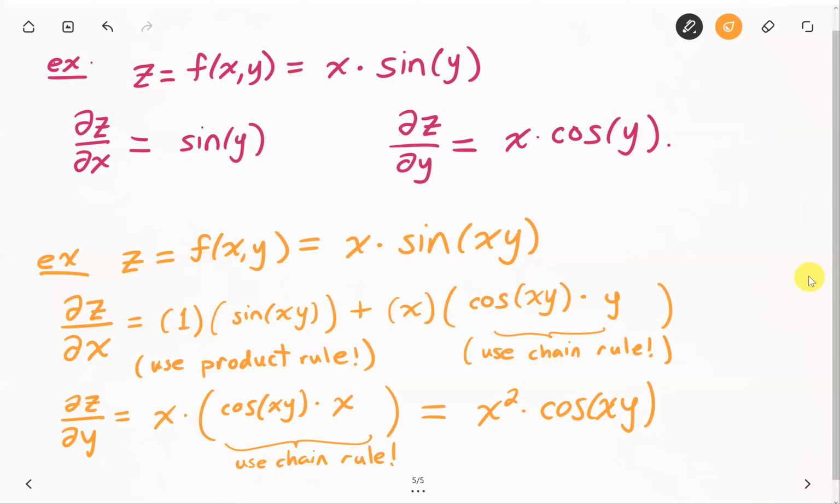If you wanted to, you could rewrite the first one to make it a little bit simpler. You could rewrite that as sine xy plus, gathering the x and the y out in front of that second term, xy cosine xy. Very good. And those are partial derivatives.